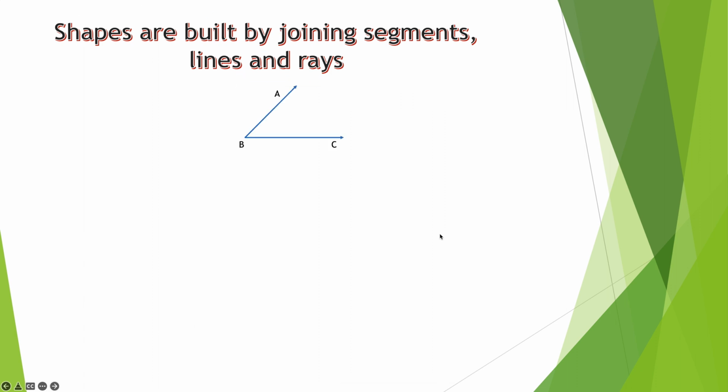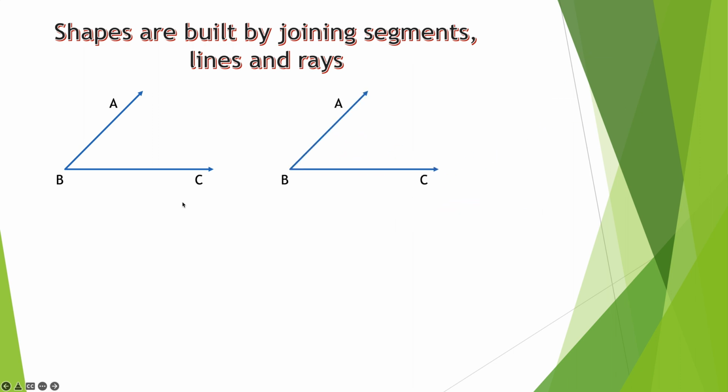For instance, if I join two rays, like in this case, ray BC and ray BA, is ray AB the same as ray BA? No. Ray BA means you start at B and you go through A. So if I join ray BC and ray BA, I create what you call an angle. Okay? And there's another one right there.